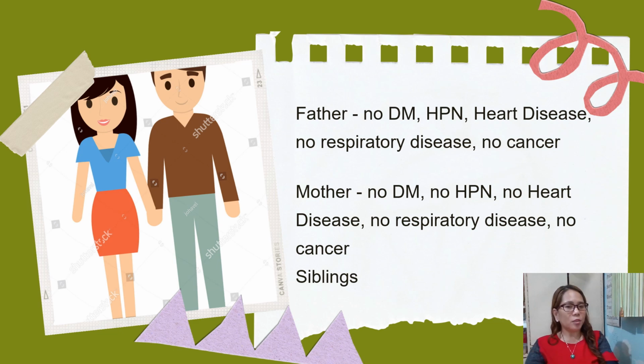Okay, for example, yung father, no diabetes mellitus, merong hypertension, may heart disease, no respiratory disease, no cancer. So, mother side naman, yung history, no diabetes mellitus, no hypertension, no heart disease, no respiratory disease, no cancer. Yung siblings, all are well.